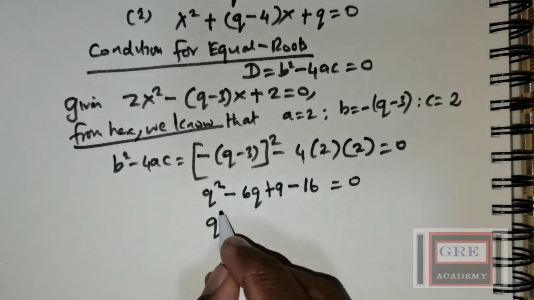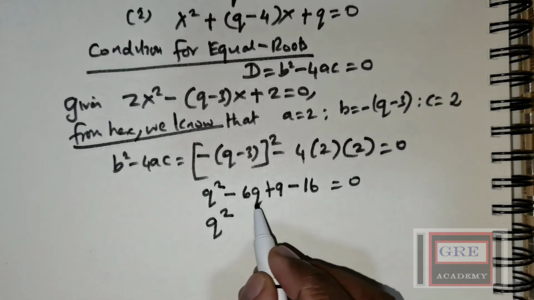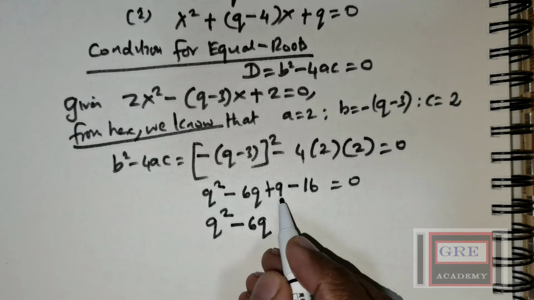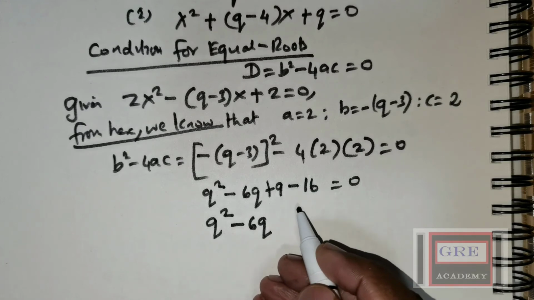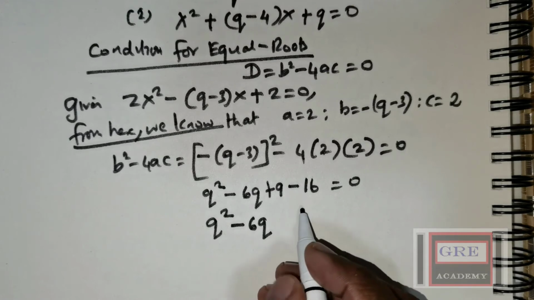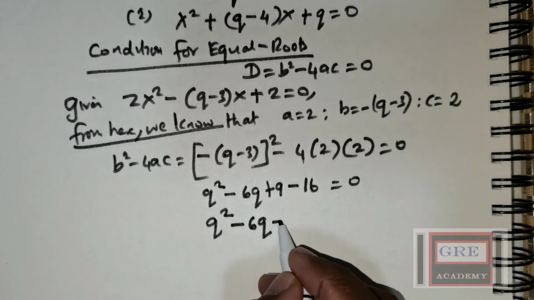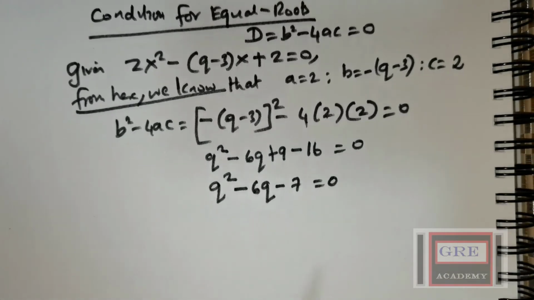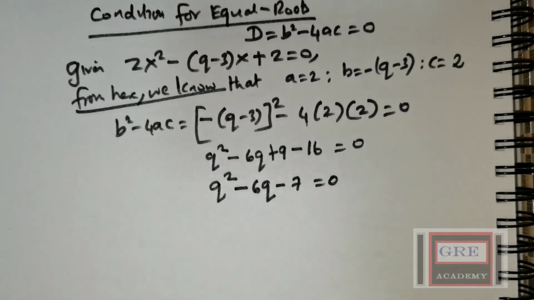So from here you get q squared. Now negative 6q cannot be simplified, so retain it as it is, and then you've got 9 added with negative 16. So 9 added with negative 16 would give me negative 7. Negative 7 is equal to 0. So you have a system something like this.